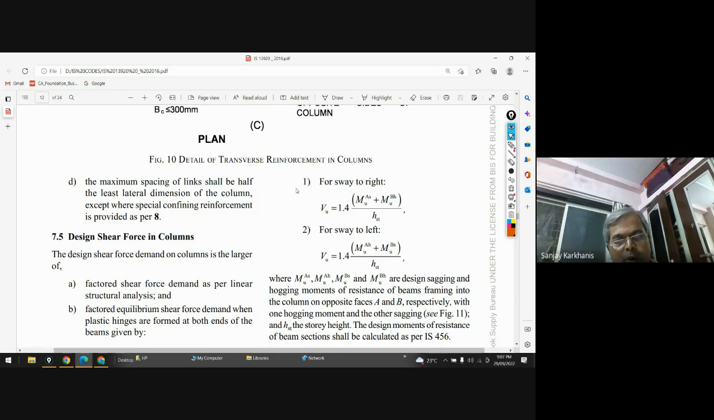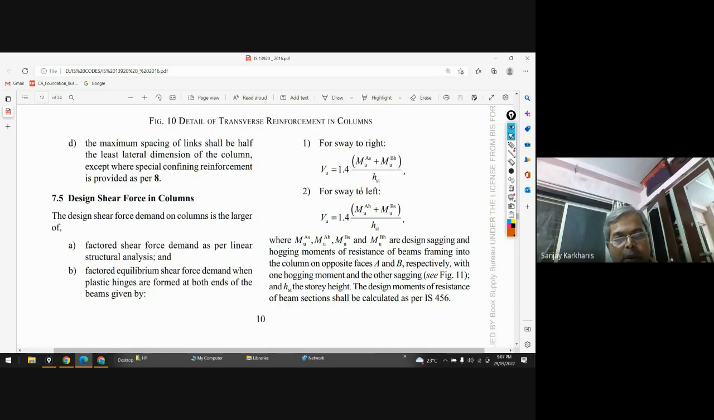Otherwise, if you are not using 13920 and you are analyzing and designing the structure only with the codal provision of 1893, the actual performance of the structure will be very, very different from whatever you are predicting, in case the structure is subjected to earthquake. Normally it is not subjected, because earthquake is a rare phenomenon. Yes, if it came every day, it would ruin everyone's condition.